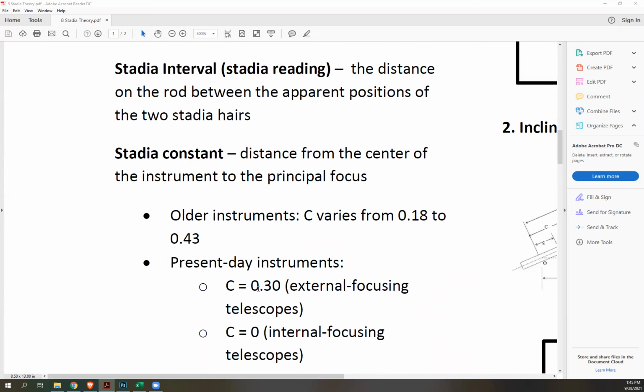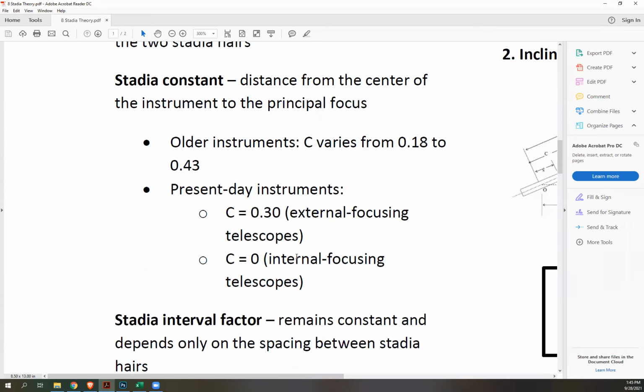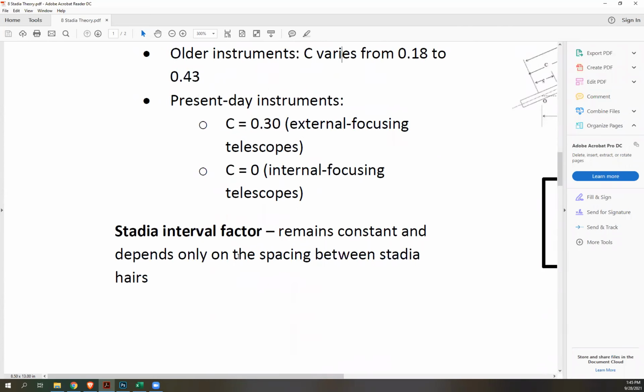For older instruments, the Stadia constant, which is your C, varies from 0.18 to 0.43. For present day instruments, C is 0.30 if we're using an external focusing telescope, and C is 0 for an internal focusing telescope. So remember these values. Again, these are constant because for a lens, the distance from center to focus is the same no matter what situation your lens is in. So the Stadia constant is the same depending on the instrument.